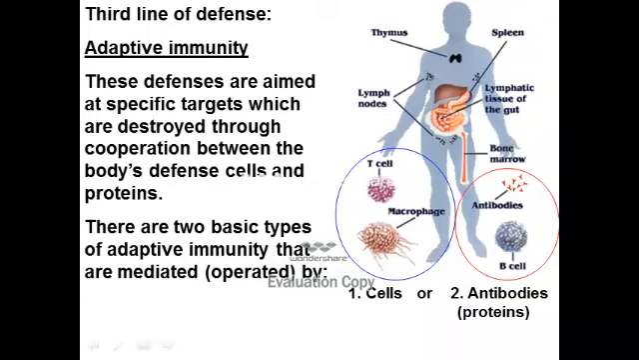Our body's been invaded. It's moved past the skin and membranes. It's moved past our innate immunity. Are we going to die? No. We have our third line, the adaptive immunity.